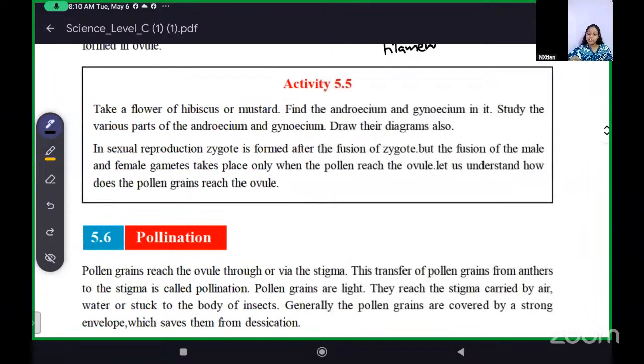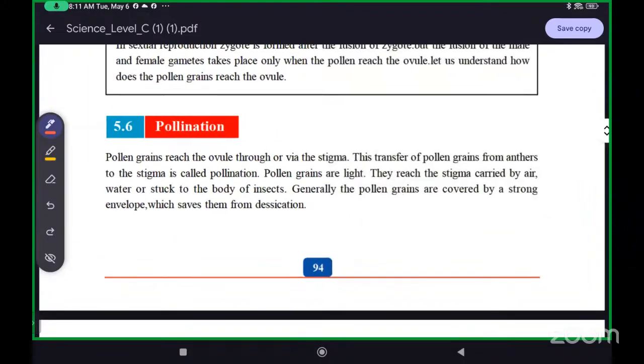If you look closely at a flower of hibiscus, you will be able to locate all of these parts. Now there is a term called pollination. What is pollination? Pollination is when this whole process happens of pollen grains reaching the ovule.